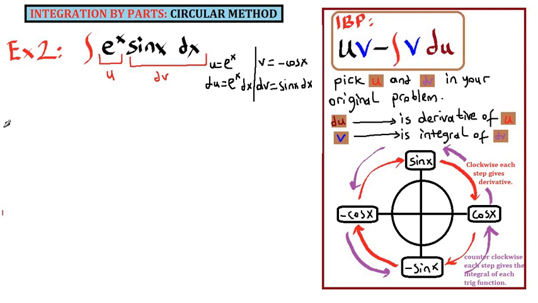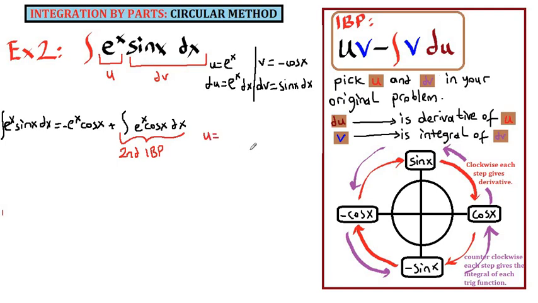So our original problem, which is the integral of e to the x sine x dx, turns into u times v, which is e to the x cosine x, negative, minus the integral of v du. Our v is negative cosine x, which makes this positive, and du is e to the x dx. Now here we need another integration by parts. So this is going to be our second integration by parts.